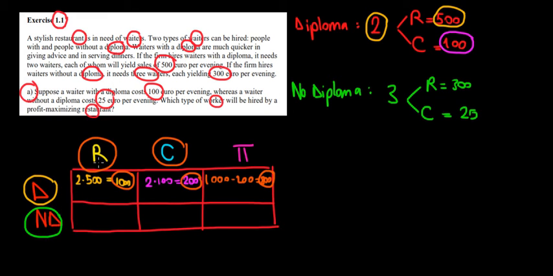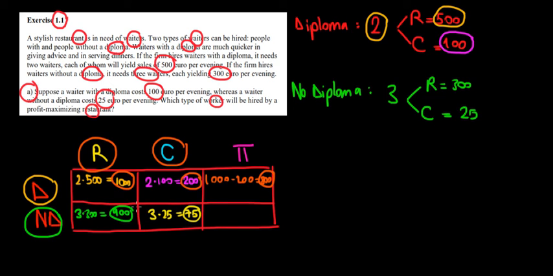What revenue do we expect there? Well, we would have 3 people that generate us 300 euro each, so we would have 3 times 300, and that would be 900 euros in revenue. Now what would be the cost from that? Well, we would have 3 people who we have to pay 25 euros each, so we would have a cost of 3 times 25, and that would be 75 euros in costs.